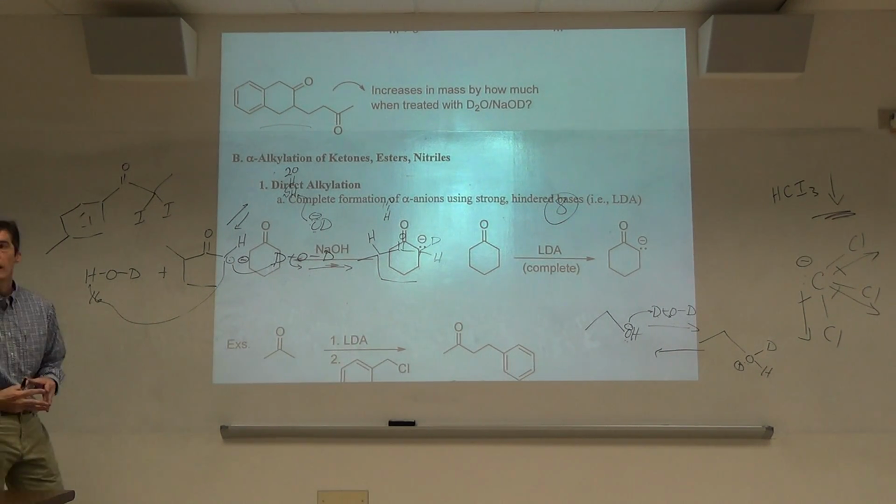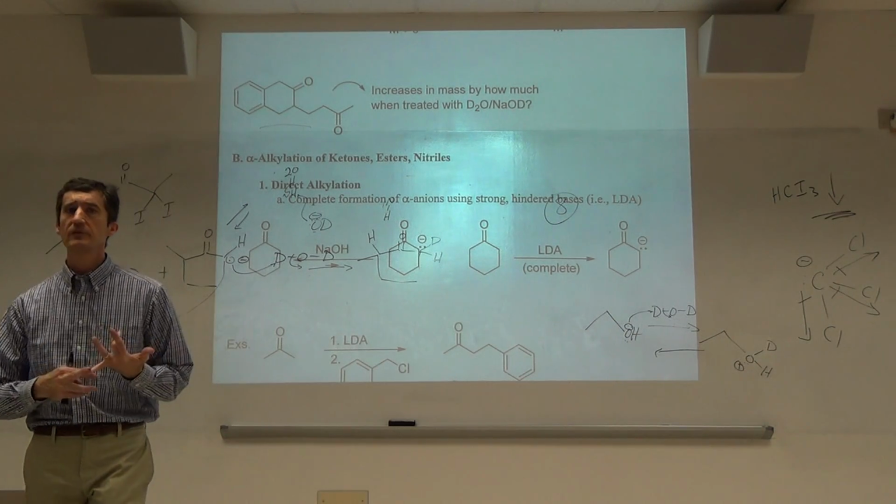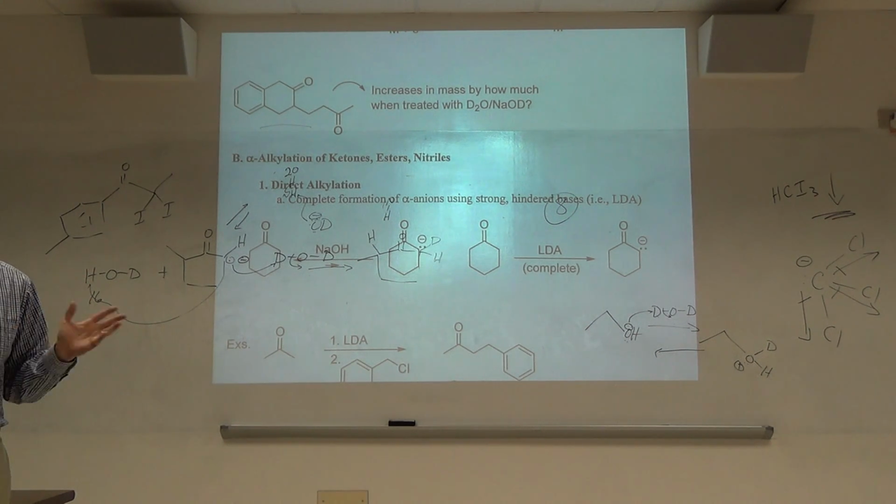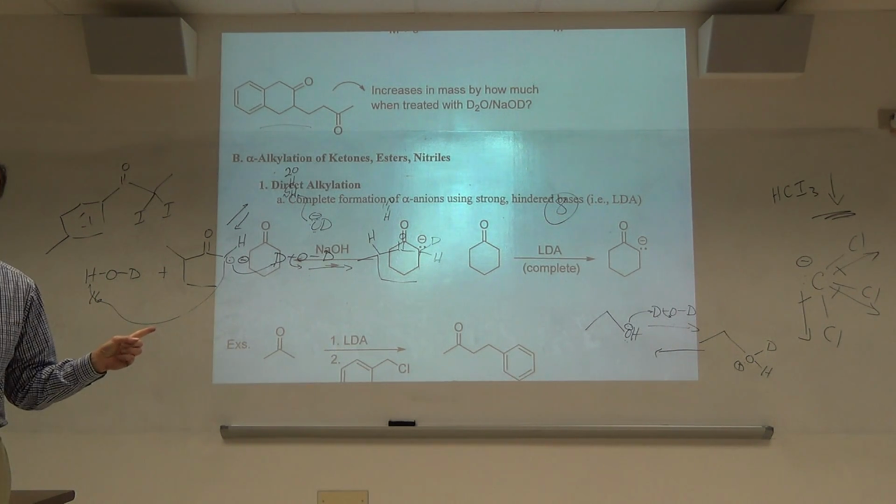What have we done so far on this handout? We saw that the alpha carbon of a ketone, or actually ester or nitrile, is acidic. Slightly acidic, pKa about 20 to 25. We can do chemistry. We halogenated that position, either under acidic or basic conditions. Under acidic conditions, the enol is the active species. Under basic conditions, the enolate.